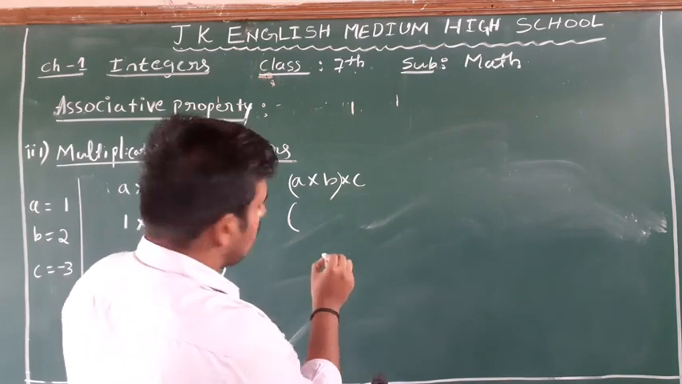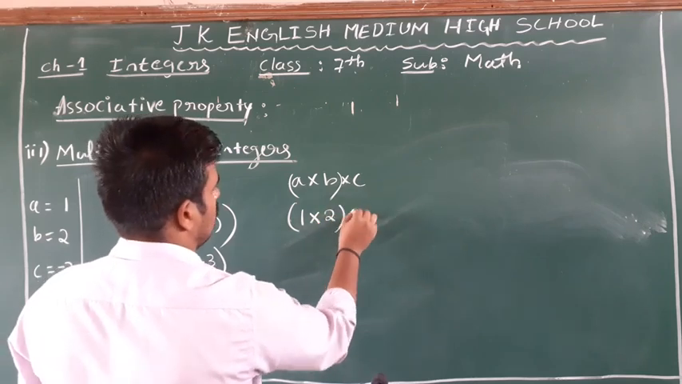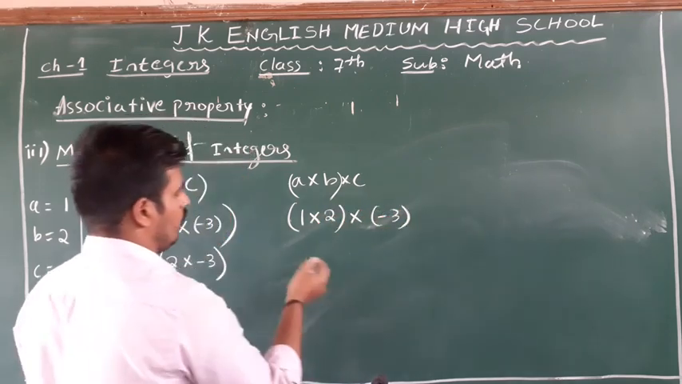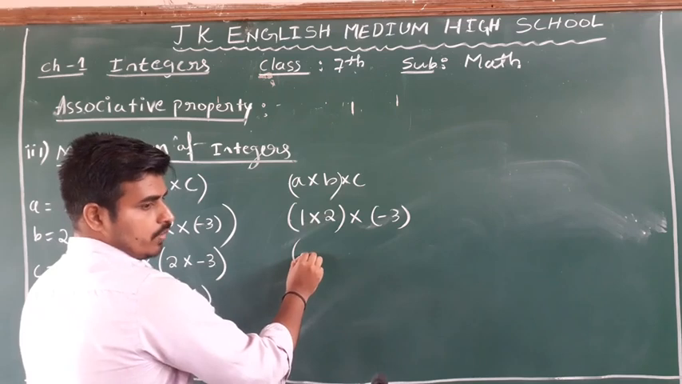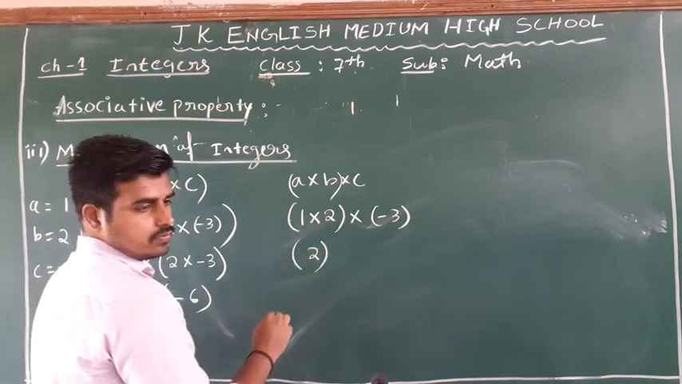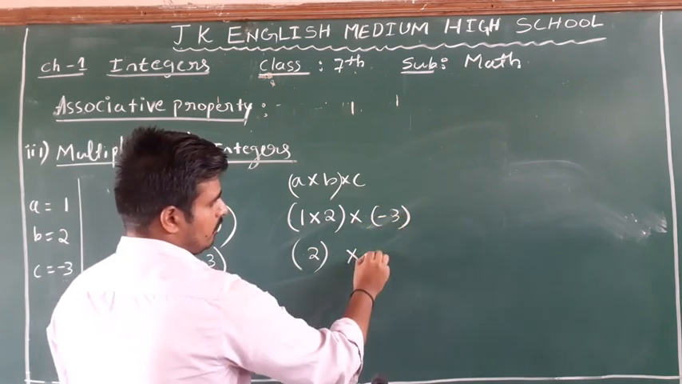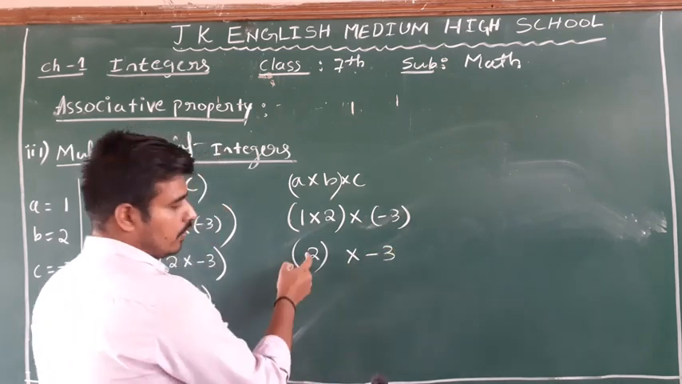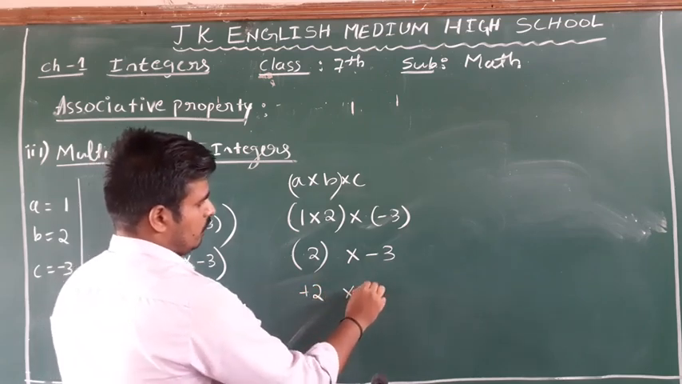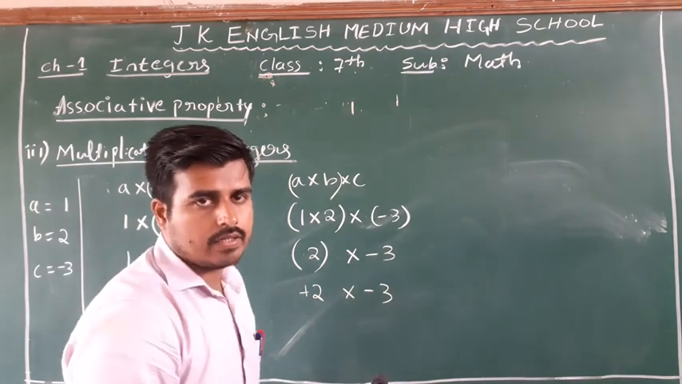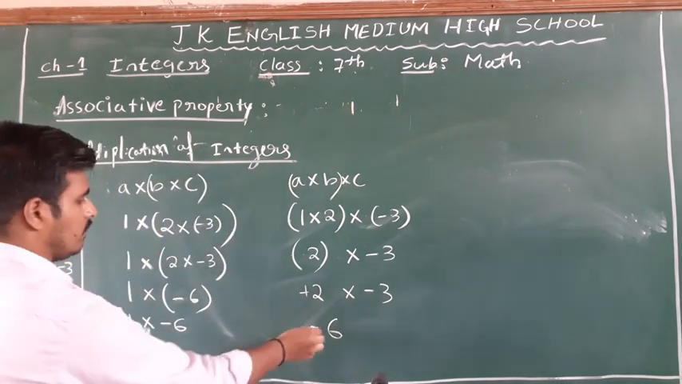You substitute the given a, b, c values here. (1 into 2) into minus 3. Plus 1 into plus 2, plus into plus, plus, no need to write. 1 into 2, 2. You can open the bracket directly, no? Plus into minus, minus 3 came outside. You open this bracket. Plus into plus, plus 2 into minus 3. Now there is no bracket here, you can multiply. Plus into minus, minus 2 into 3, minus 6. Minus 6.